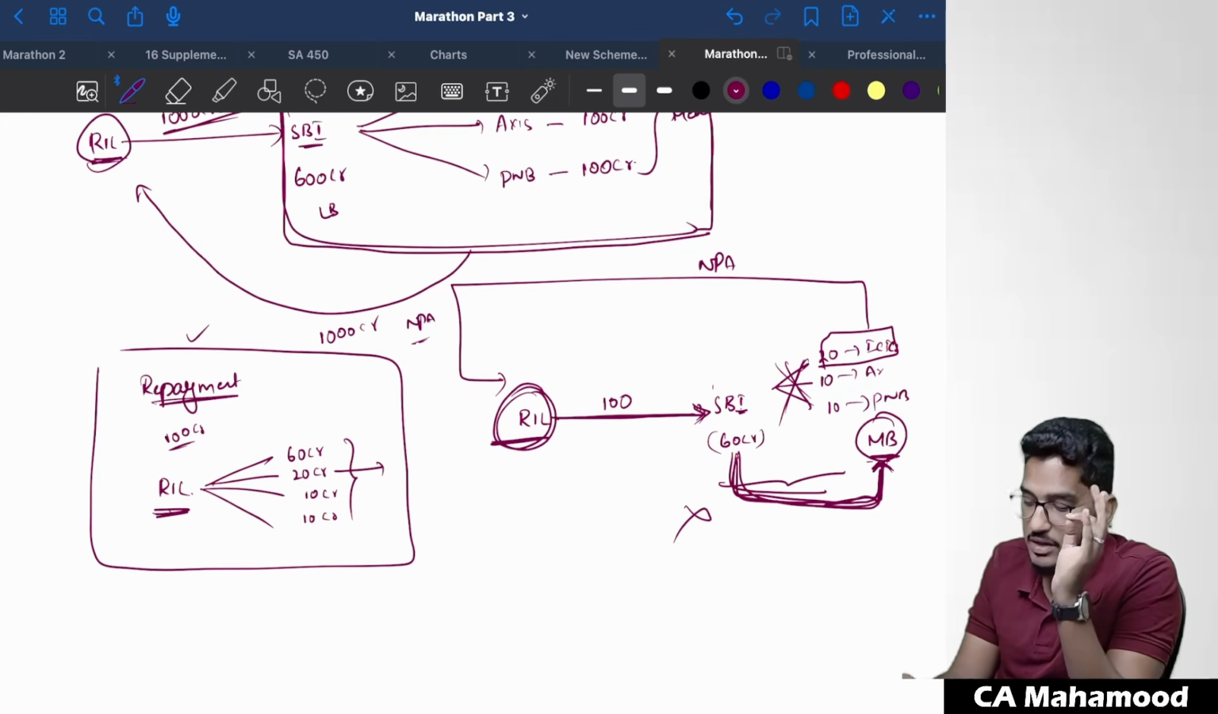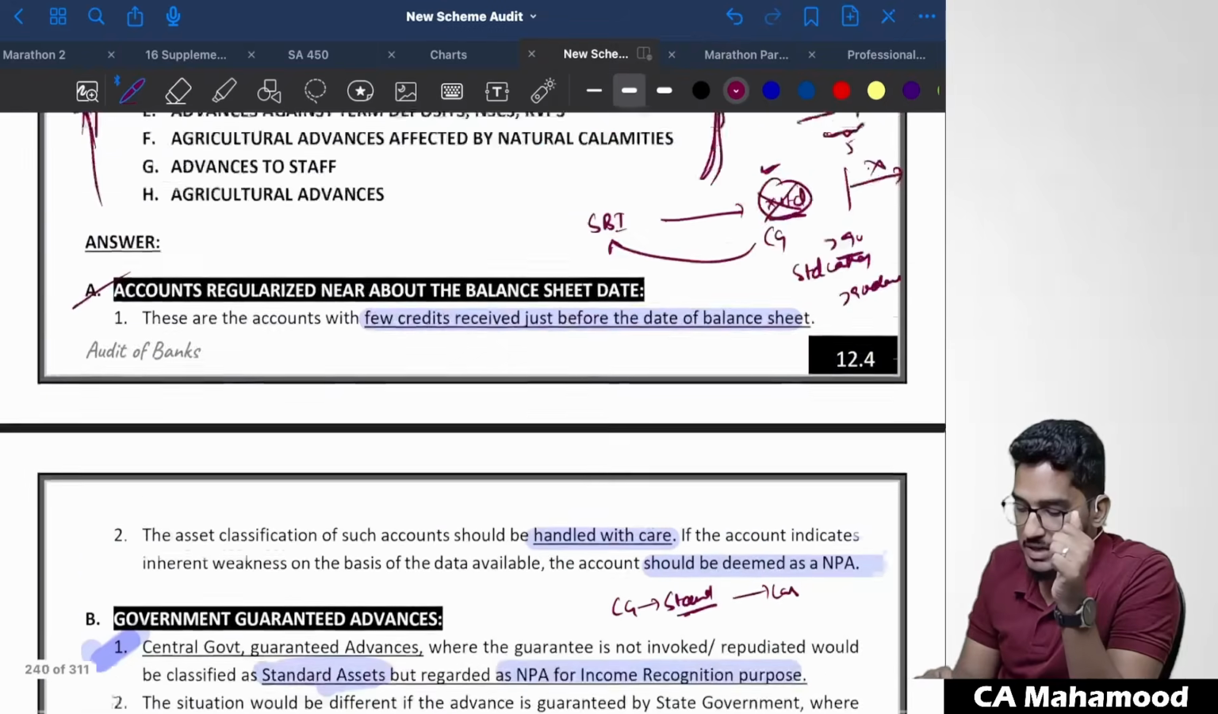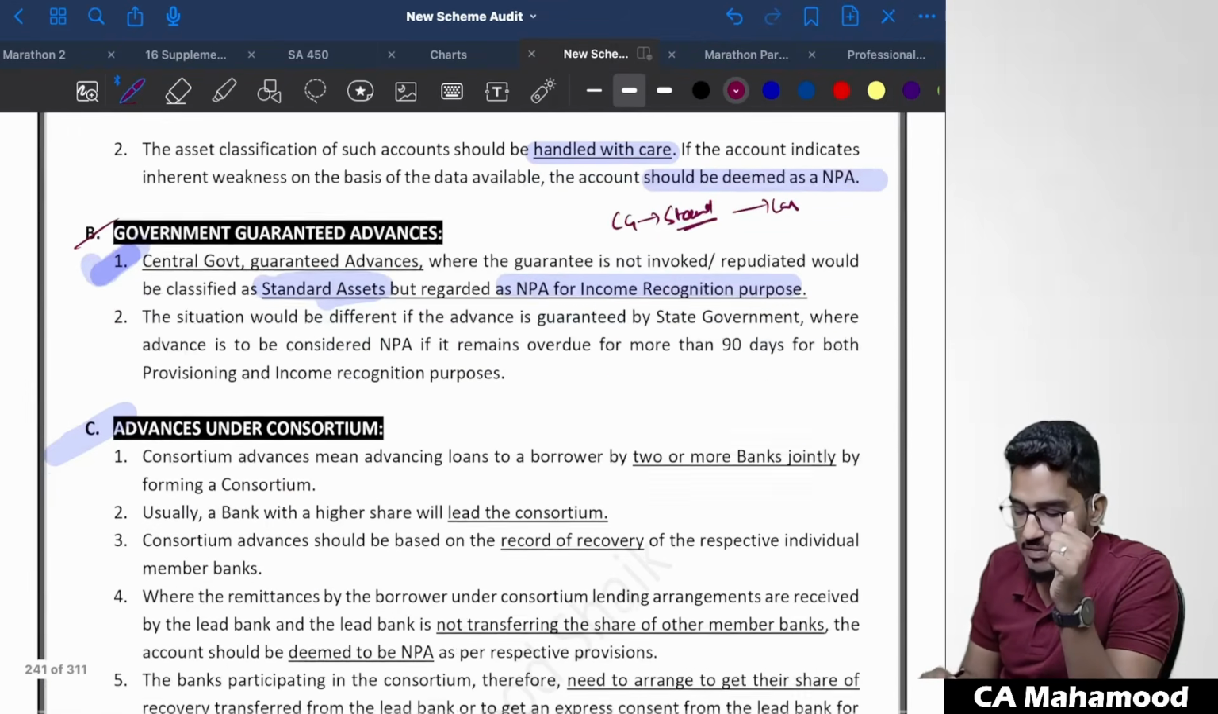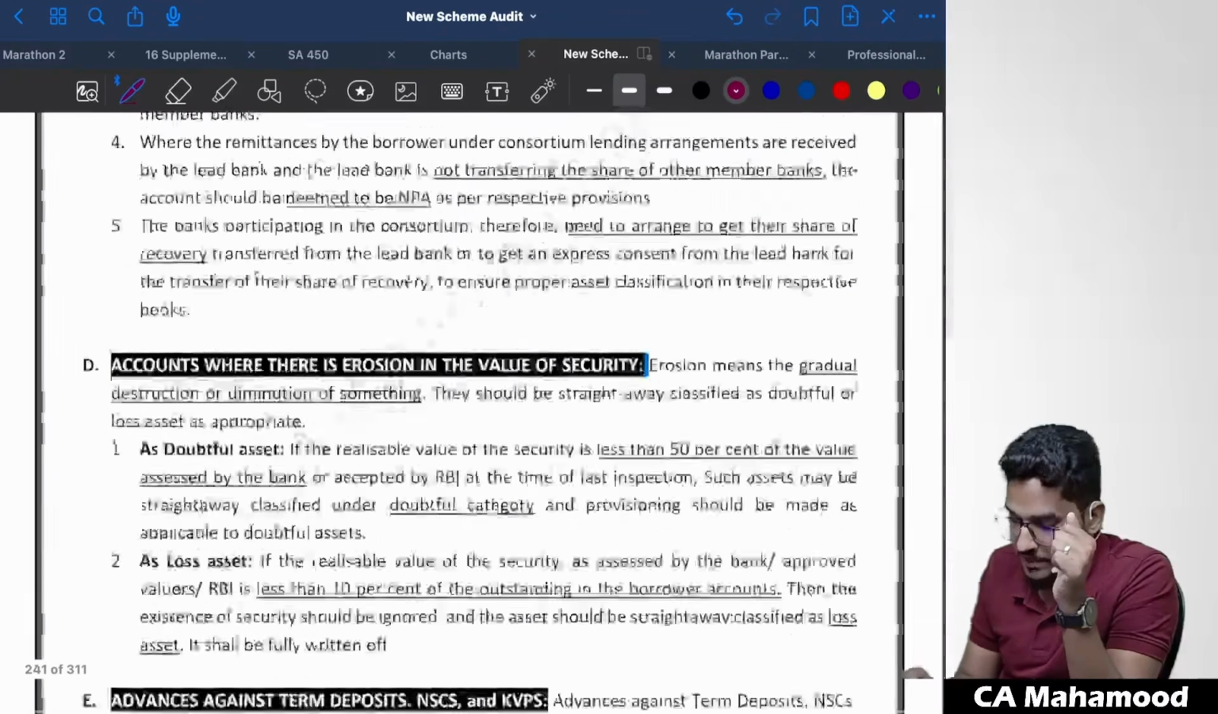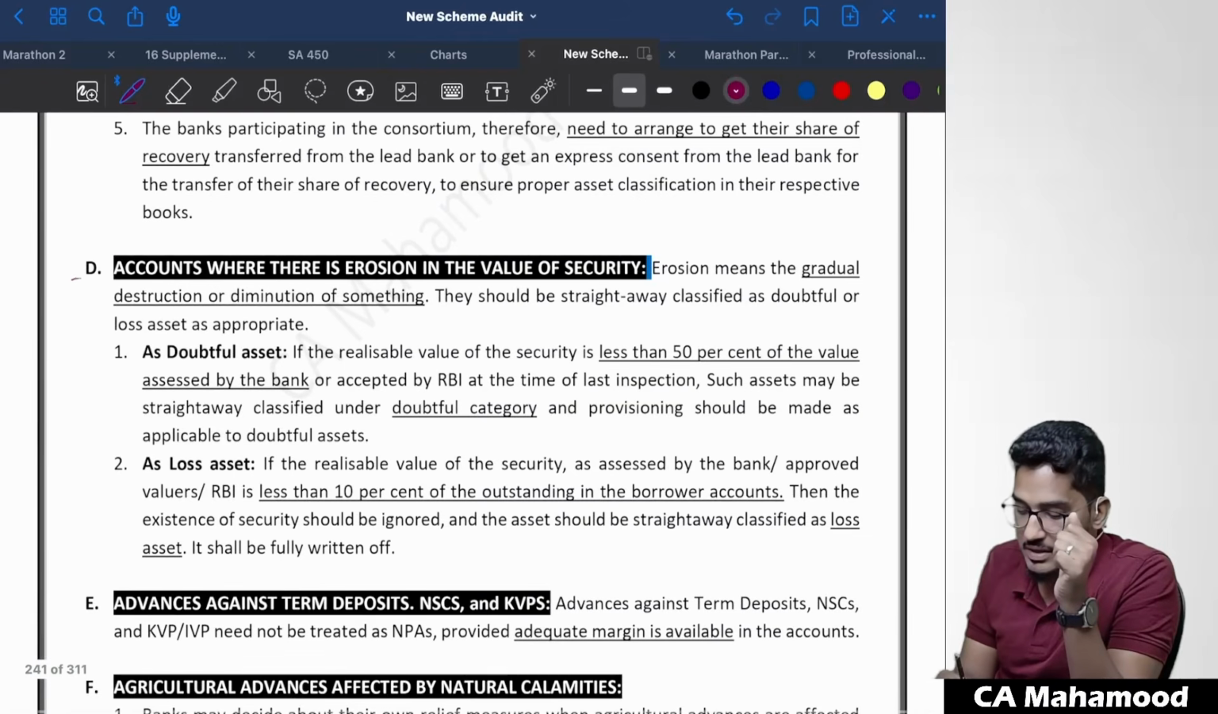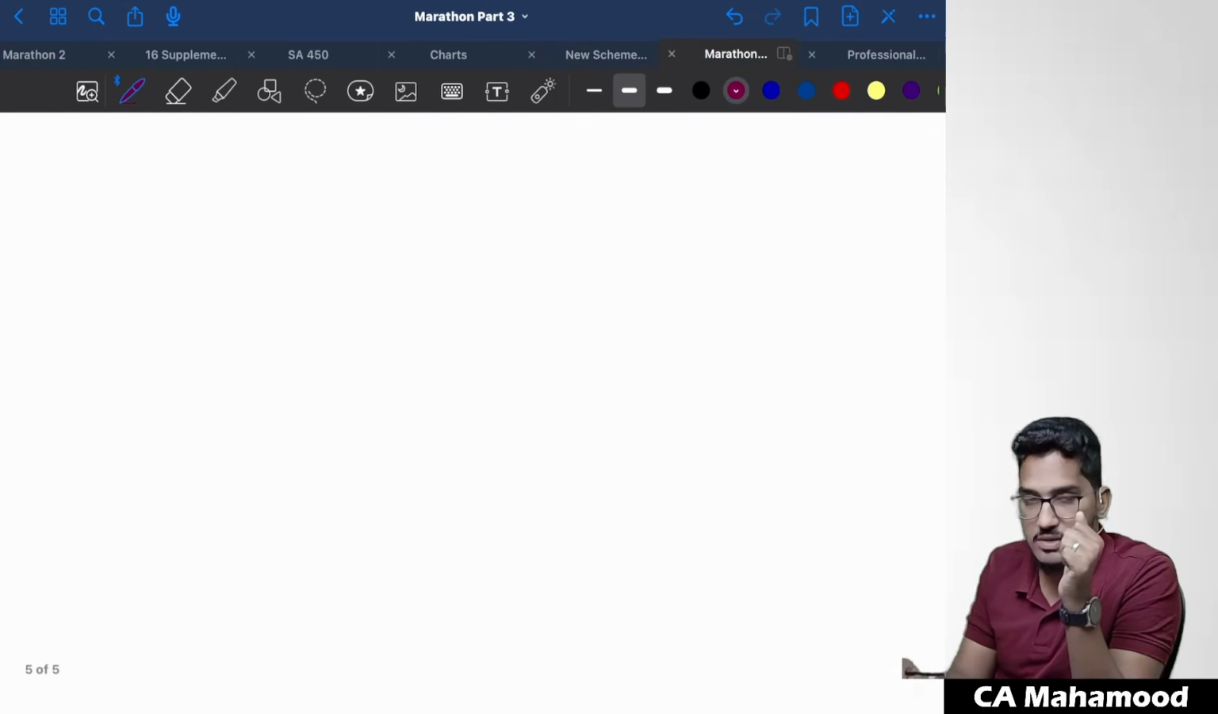So three cases we have seen. Number one, accounts regularized near about the balance sheet date. Then we have also seen government guaranteed advances. Then we have seen advances under consortium. Now let us talk about accounts where there is an erosion in the value of security. Sir, what do you mean by erosion? Reduction in the value of the security.